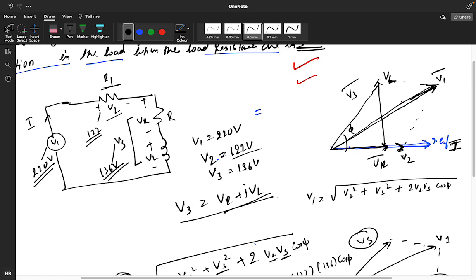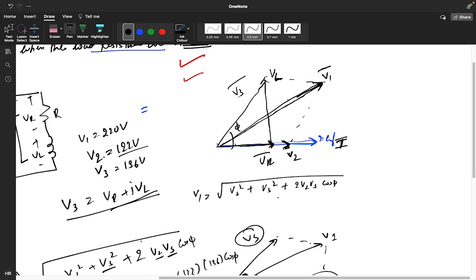Or you can solve these questions like this also. See, this particular angle is 90 degrees.